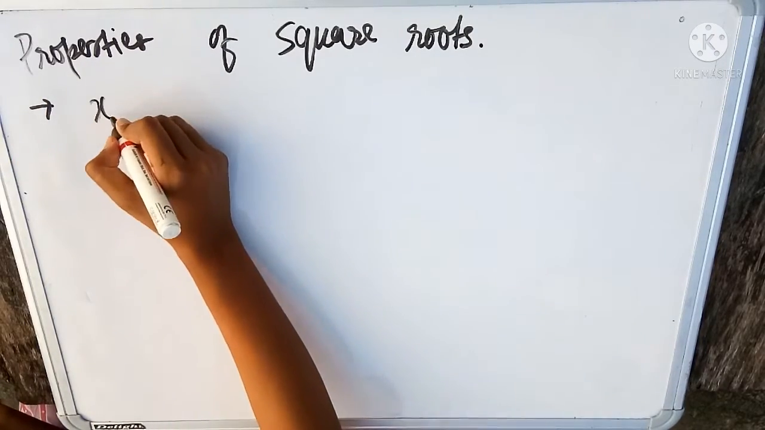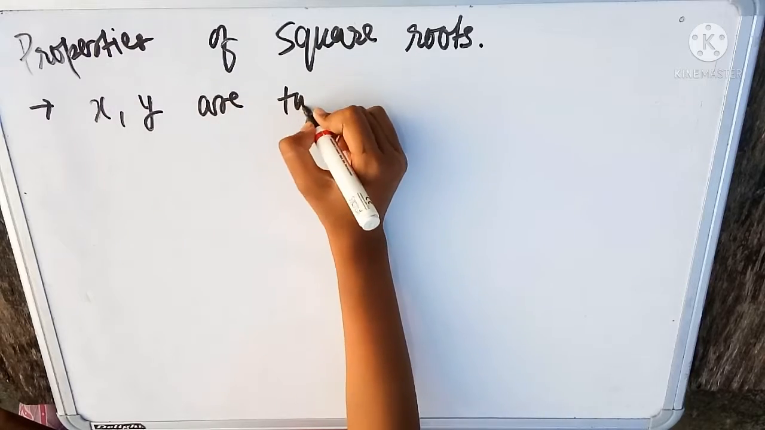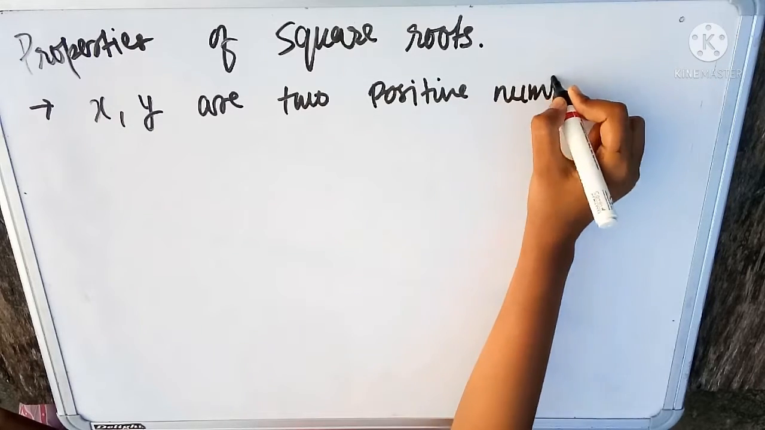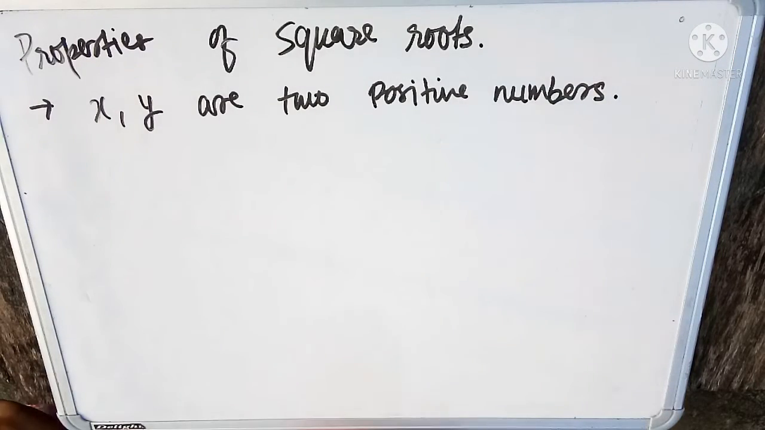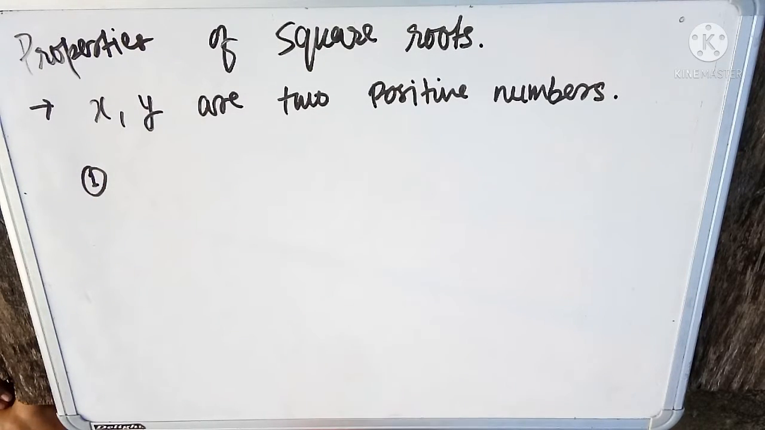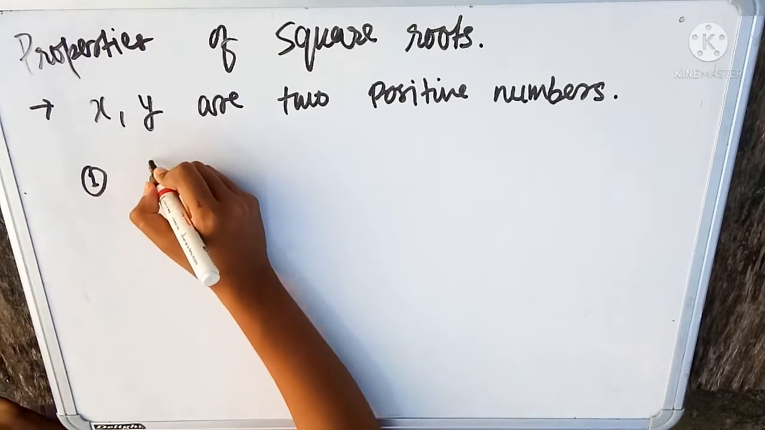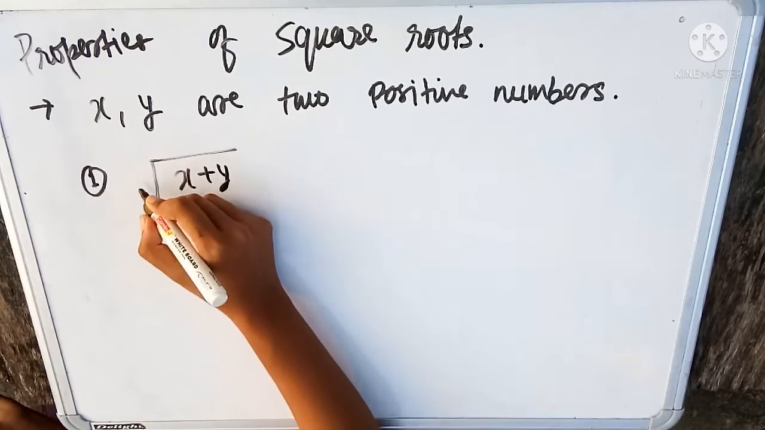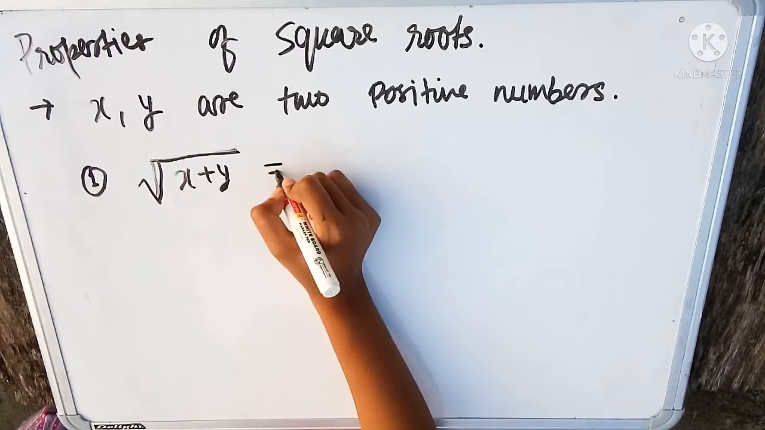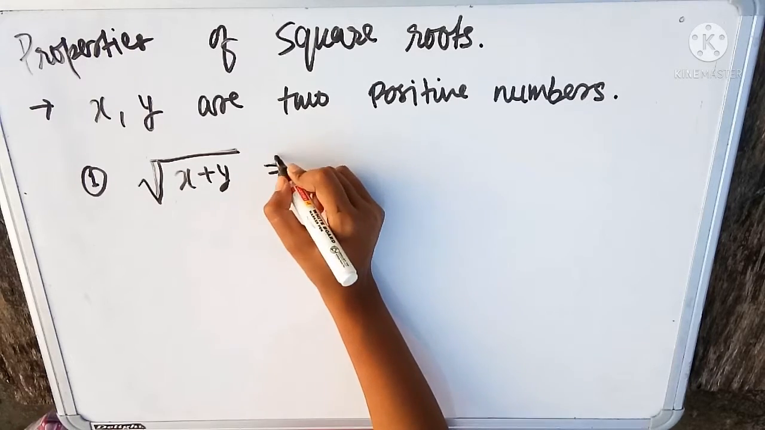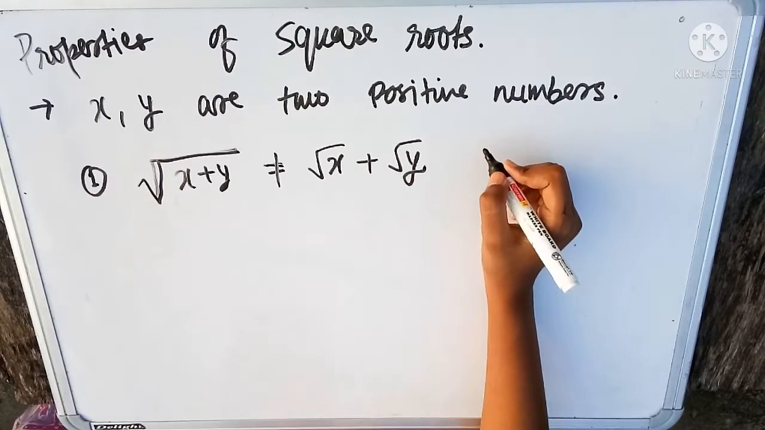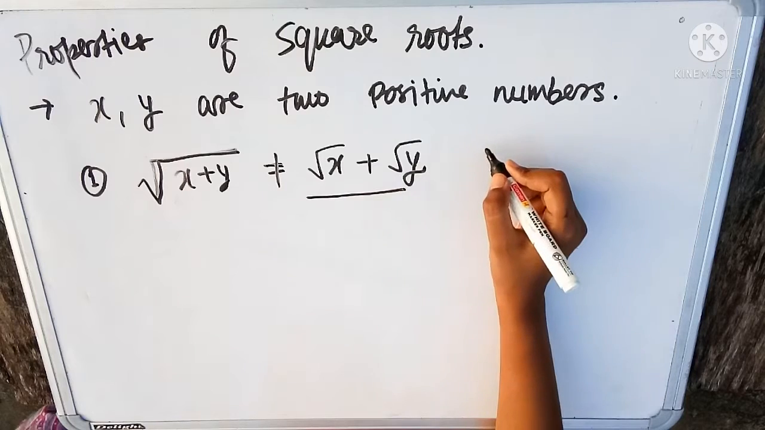Here we have x and y, two positive numbers, and using these we will see the properties of square root. The first property is the addition of two numbers under the square root. Suppose we have the sum of x plus y under the square root. How can we solve this using the property? The property says that the result will not be equal to the square root of x plus square root of y, because if you split the sum into this form, then you might get the wrong answer.